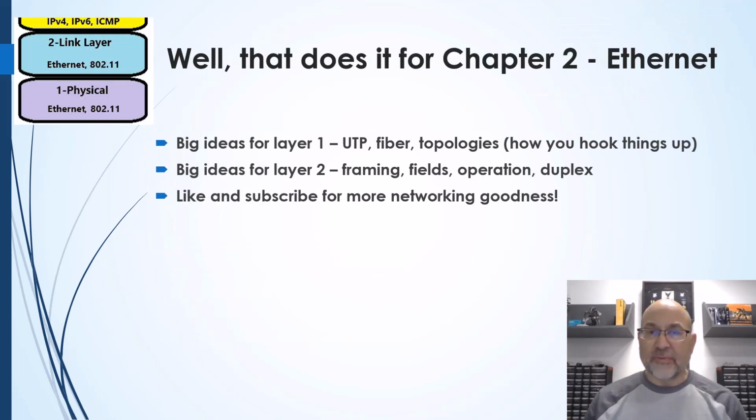Well, okay, that does it for chapter 2. It turns out this was kind of a short chapter. We got it done in one video. We were talking about layer 1 and layer 2. Big ideas for layer 1 were that we had unshielded twisted pair, we had some fiber optics, and then we had different ways to hook up our network. Some big ideas for layer 2, of course, were the framing, right? All of those fields in Ethernet, the addressing, the frame types, the two different kinds of Ethernet, 802.3 and Ethernet Type 2, and then how Ethernet operates, and of course that duplex operation and our ability to negotiate things.